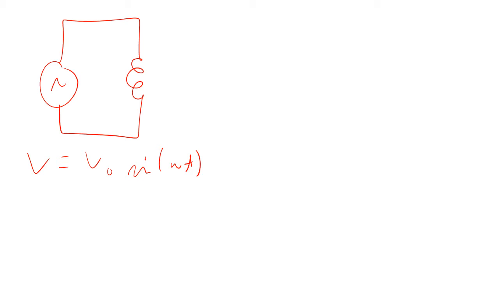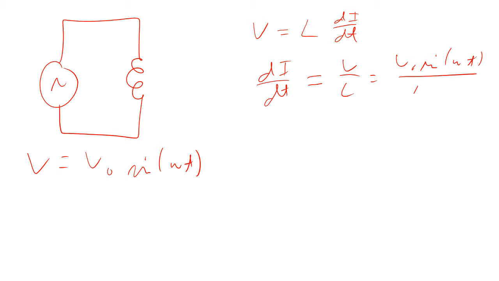t. Okay, and so we know that for the inductor, the voltage on the inductor is going to equal L di dt. Actually, minus that. So the V here is going to be the negative of the voltage on the inductor. So di dt is going to be equal to V over L, which is V naught sine omega t over L.